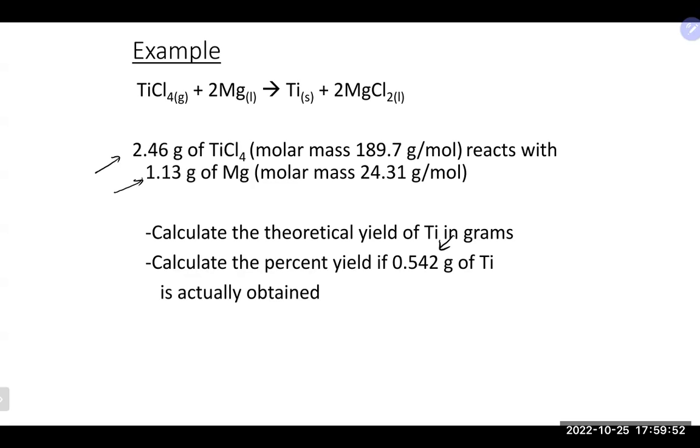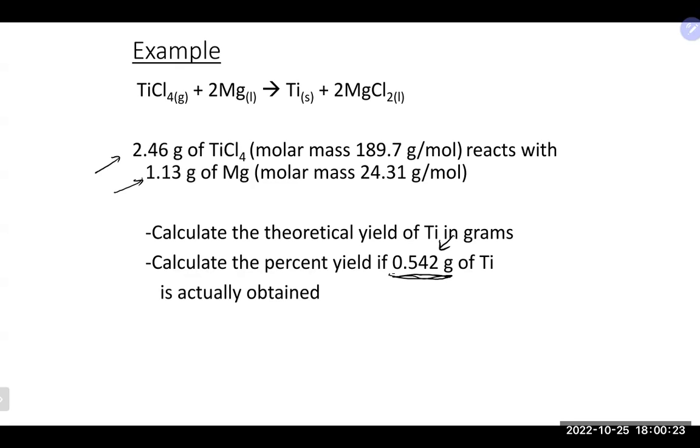If we start here with 2.46 grams of TiCl4, whose molar mass from the periodic table is 189.7 grams per mole, and we react it with 1.13 grams of magnesium, molar mass 24.31, calculate the theoretical yield of Ti in grams, and also calculate the percent yield if we actually got 0.542 grams of Ti. Take a few moments and work through it.